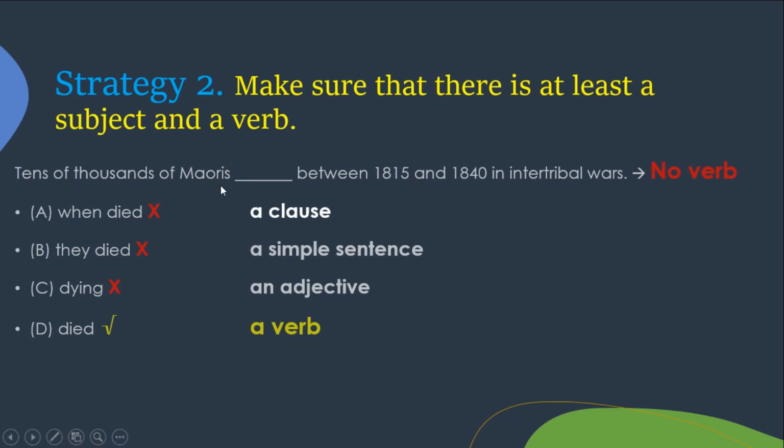Okay, and then between, so it's not a verb, so it means this sentence doesn't have a verb, so we need to supply the verb. So if we look at the answer here, A, when died, it's not a verb, it's a clause, right? And then they died, it already has a subject, so we don't need a subject anymore. And then dying is an adjective, and the only verb is died, so that's why the correct answer here is died. Okay, and then let's move to strategy number three.